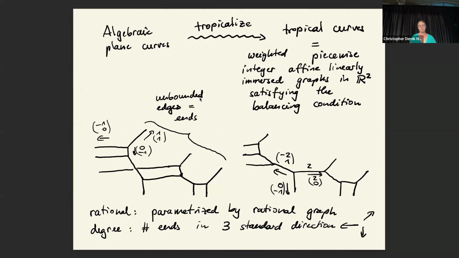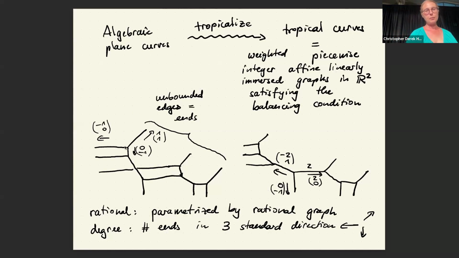But what is a tropical curve? It's a weighted piecewise integer affine linear immersed graph in R2, satisfying the balancing condition. So I showed you some examples here. Let me explain how to understand those examples.